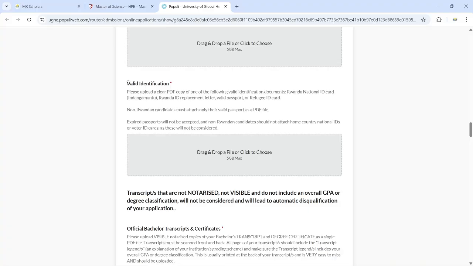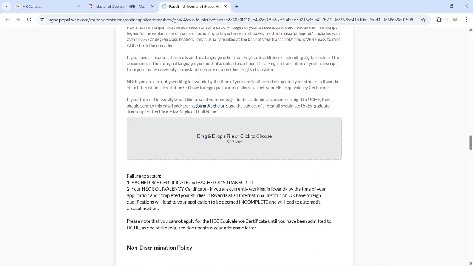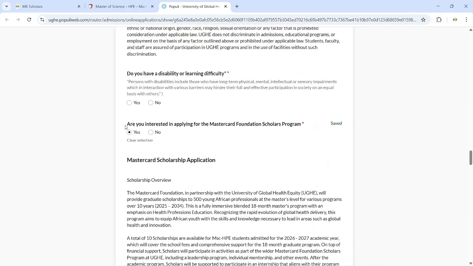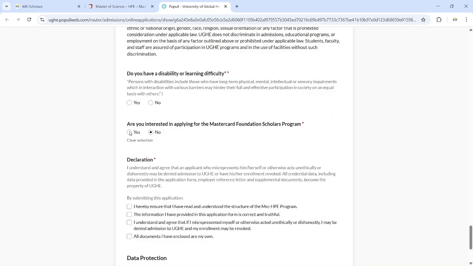This is your passport or your ID. We are talking about, for the Rwandan applicants, you have to submit your Rwandan ID. But of course, for the international students, if you're from Burundi, if you're from Ghana, any African country, of course you have to submit your passport. And you can see the transcript here. And now this is what I wanted to focus on, you have to click here, yes.